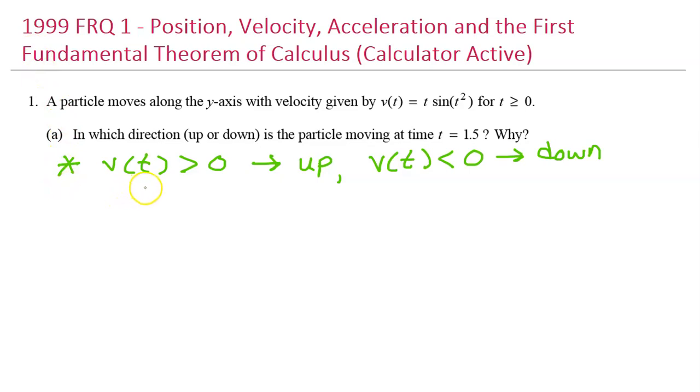The sign of the velocity indicates the direction of the particle. Specifically, if the velocity is greater than 0, the particle is moving up. If the velocity is less than 0, the particle is moving down. Let's go ahead and put this velocity function into the calculator.